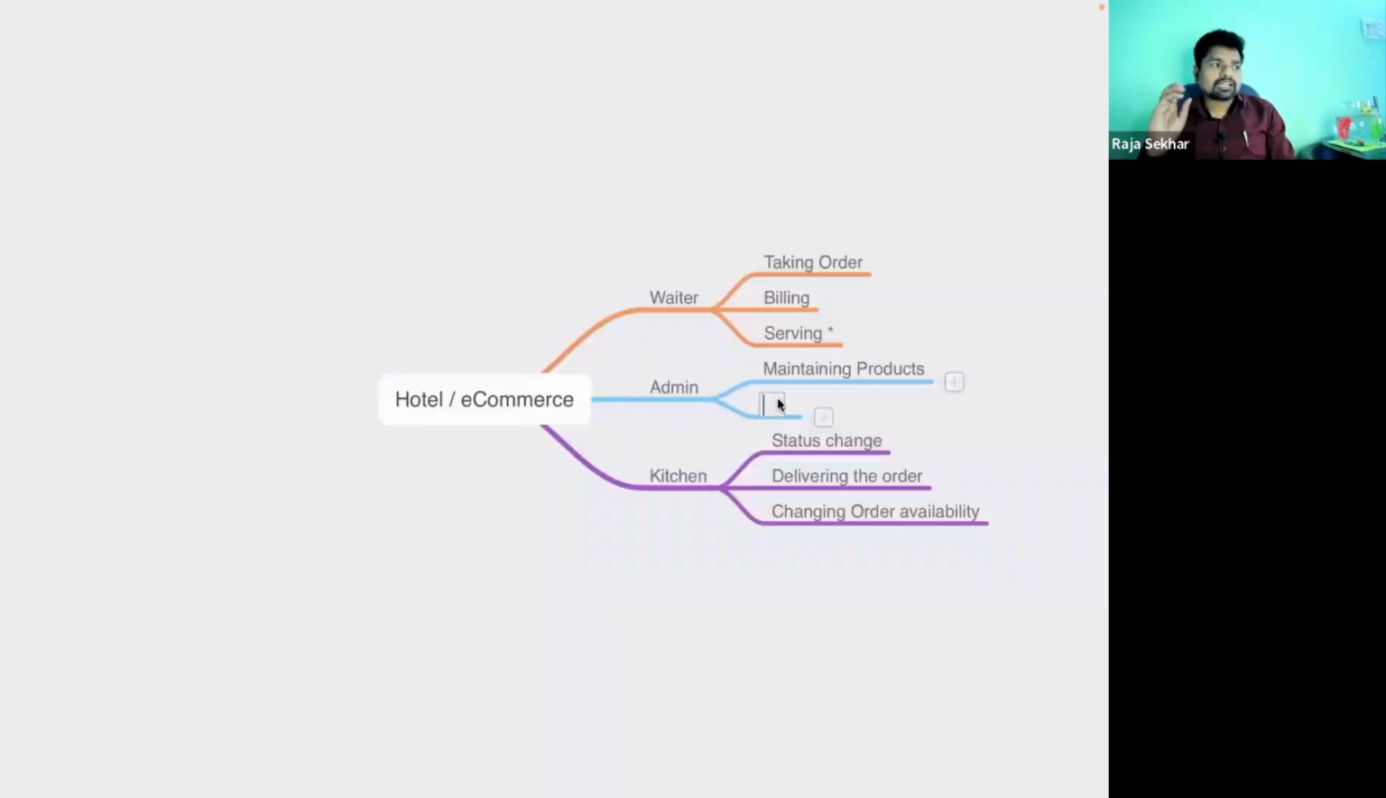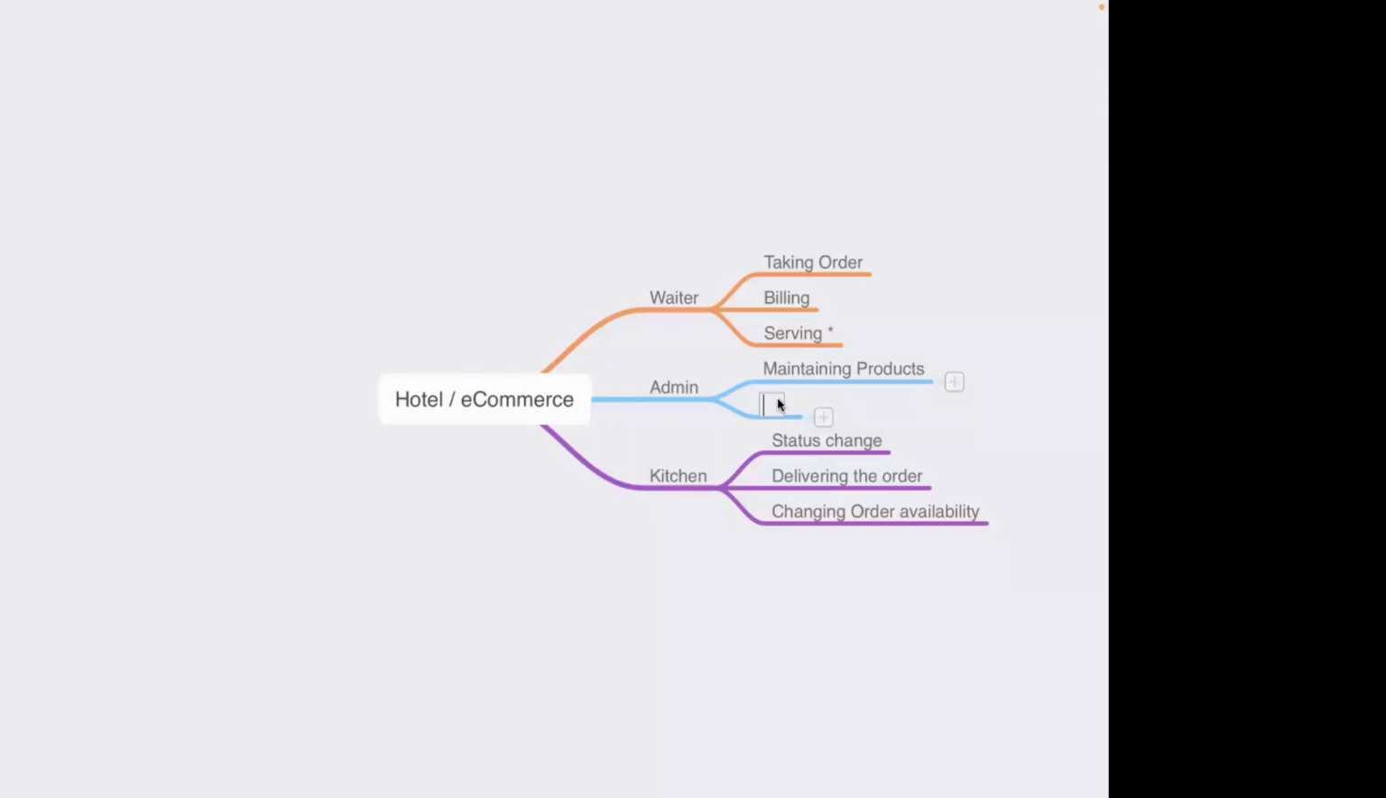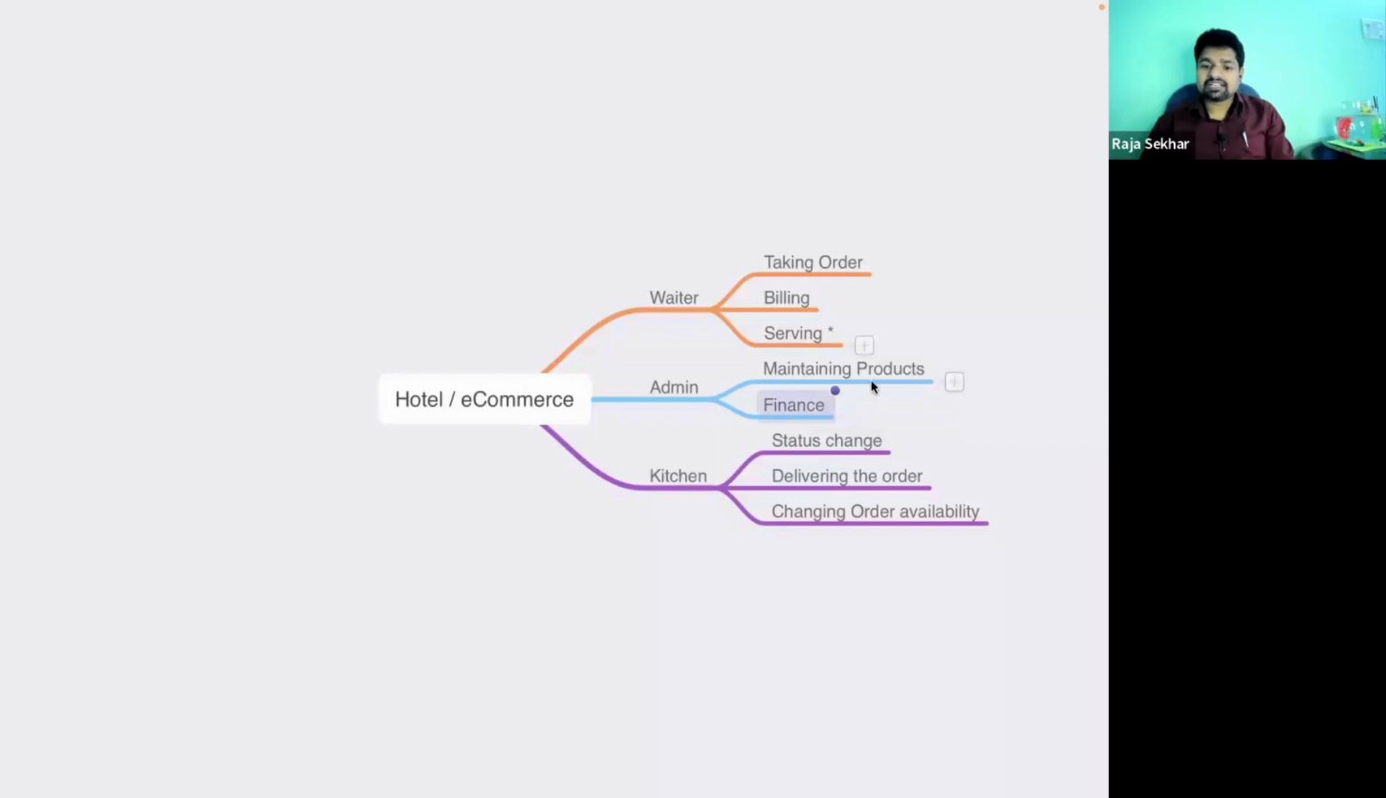What are the admin roles? So adding projects, products, maintaining products. We will divide it into more tasks later. We will just add high level features: maintaining products, and next, billing, finance, vendor billing.